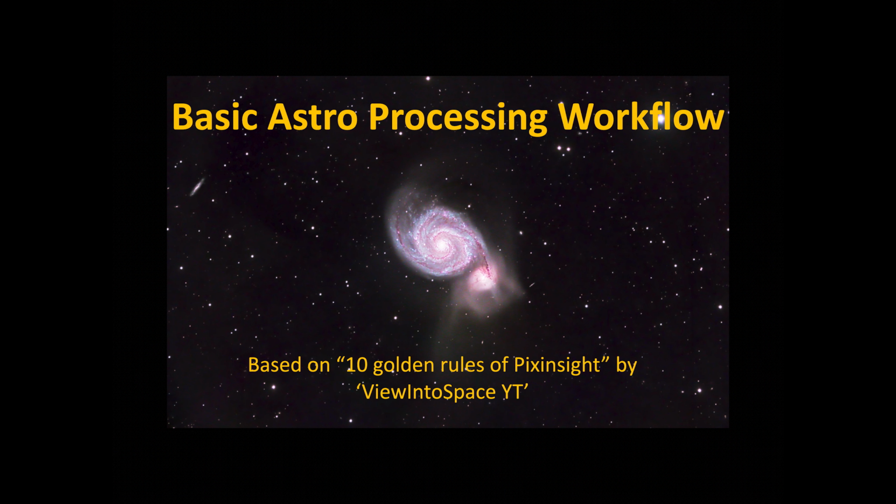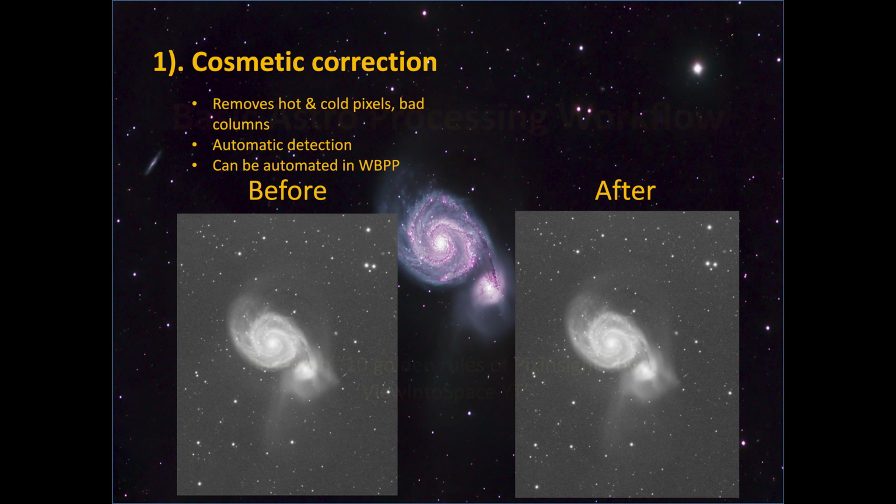So his golden rules, I pulled these right out of his video. First one is applying cosmetic correction. Now he's processing in PixInsight, so some of these terms are PixInsight specific, but the technique isn't PixInsight exclusive. What cosmetic correction in PixInsight, at least, is doing is it's correcting your hot and cold pixels as well as your bad columns, if your camera happens to have one of those.